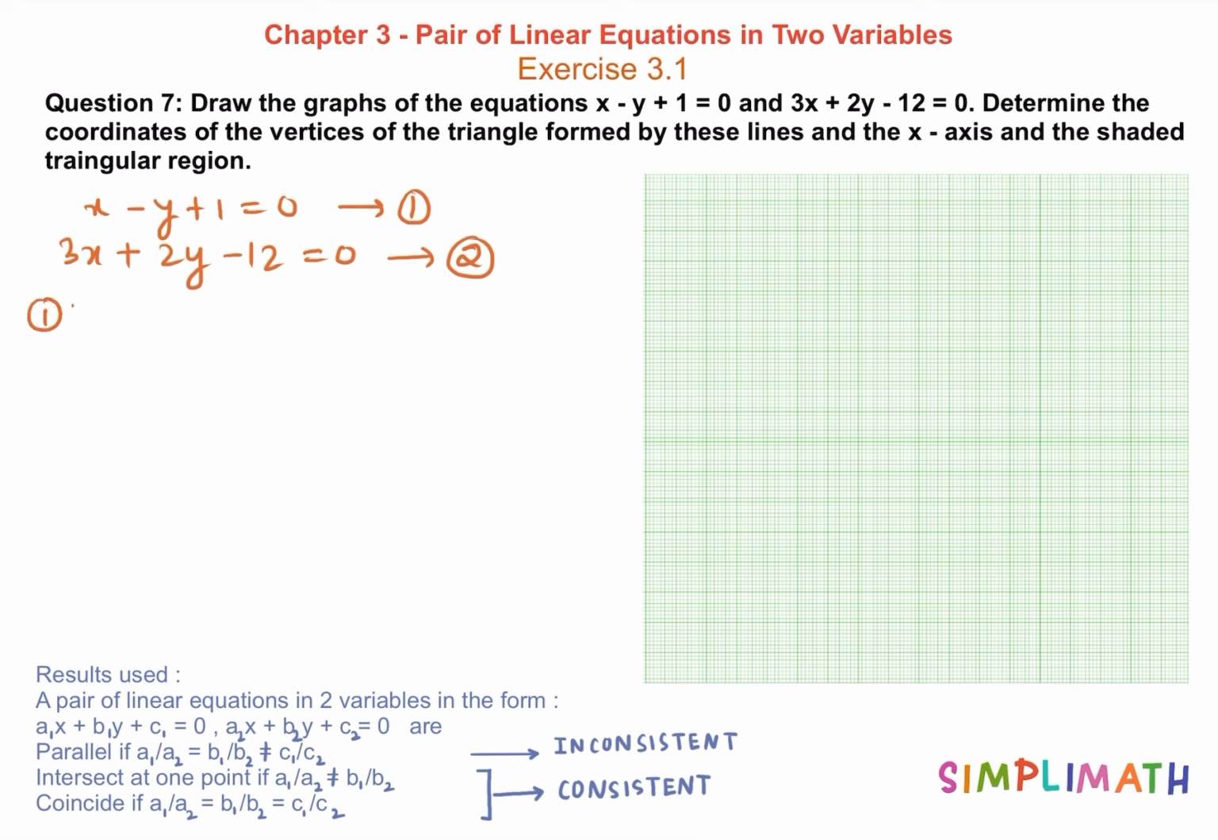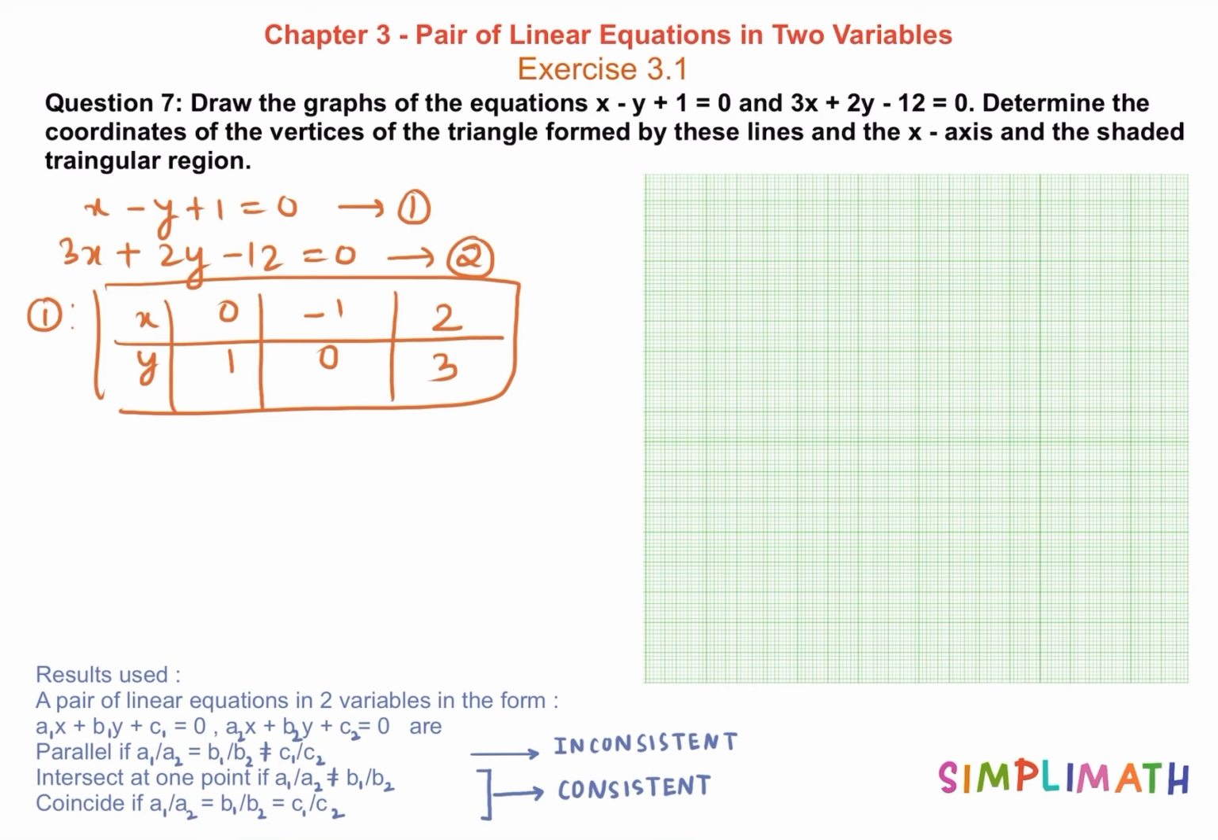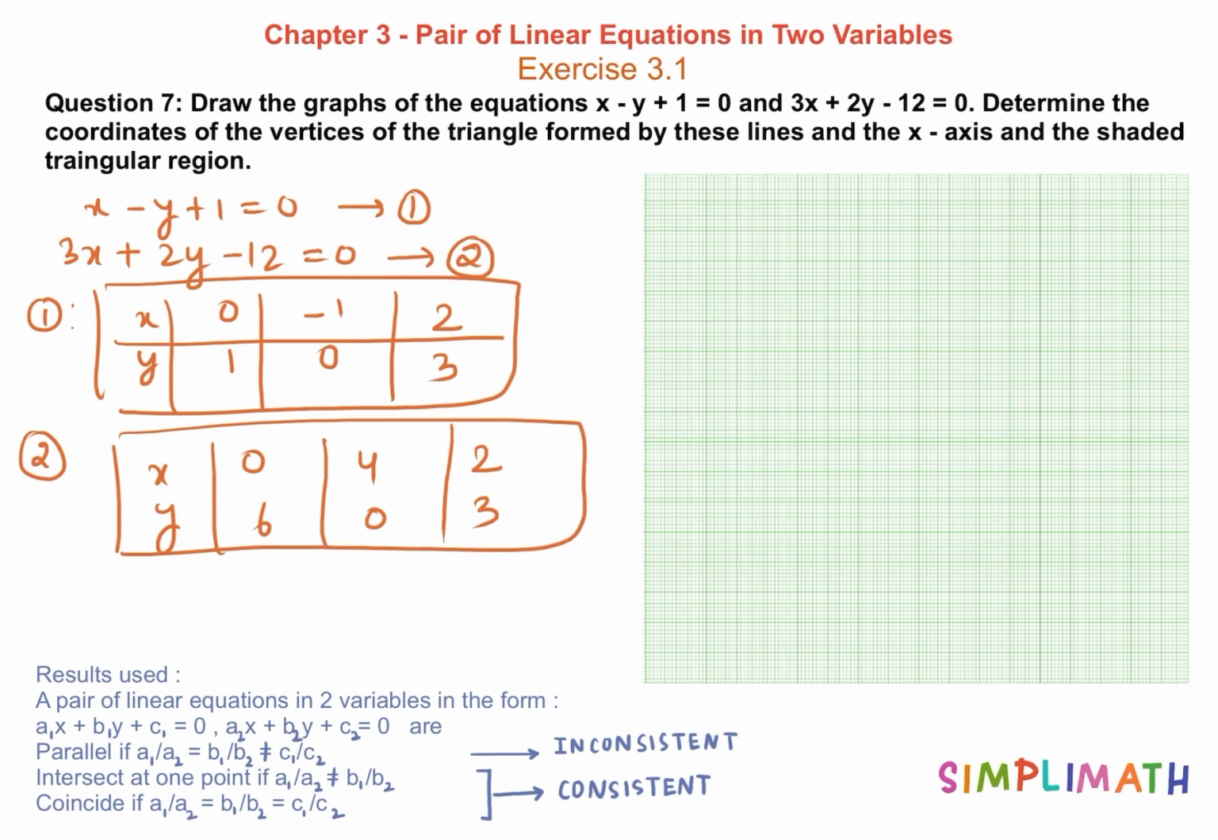For equation 1, when x equals 0, y equals 1, when x equals minus 1, y equals 0, when x equals 2, y equals 3. For equation 2, when x equals 0, y equals 6, when x equals 4, y equals 0, when x equals 2, y equals 3. Now let us try to plot these points on the graph.